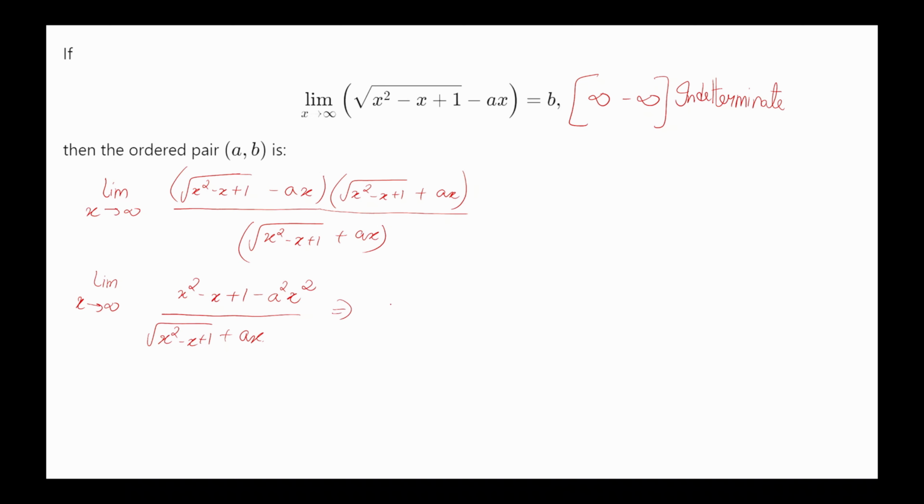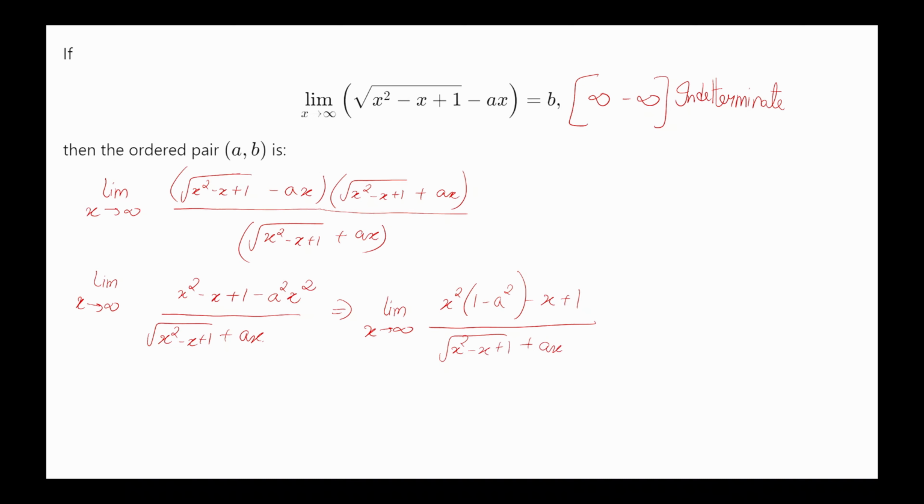If I take x square common in my numerator, what would I be left with? x square times 1 minus a square, minus x plus 1, upon root under x square minus x plus 1 plus ax. So now, can I solve this using the rational function trick? Yes, of course. My x is tending to infinity. I have a polynomial on top, and a polynomial below as well.